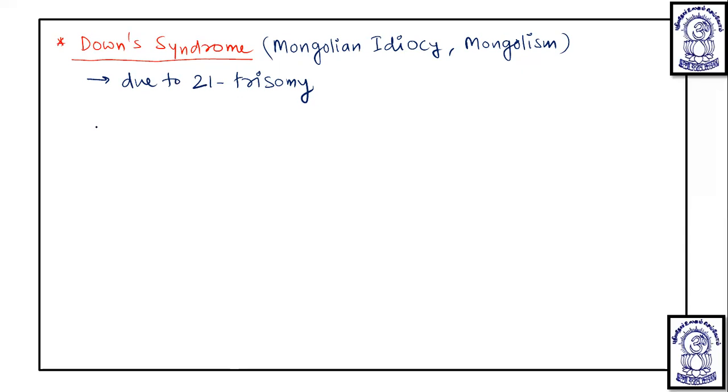This Down syndrome was first reported by Langdon Down, and that is due to the 21st autosomal aneuploidy. So here the extra chromosome is present in the chromosome number 21 pair.